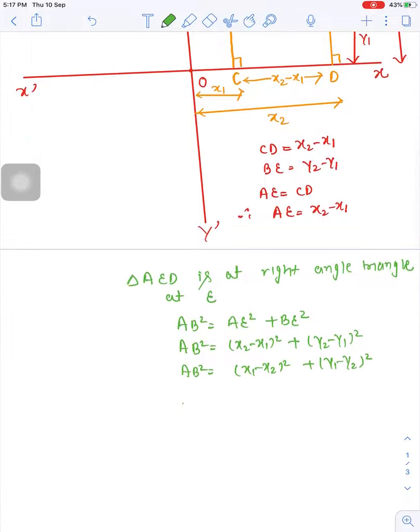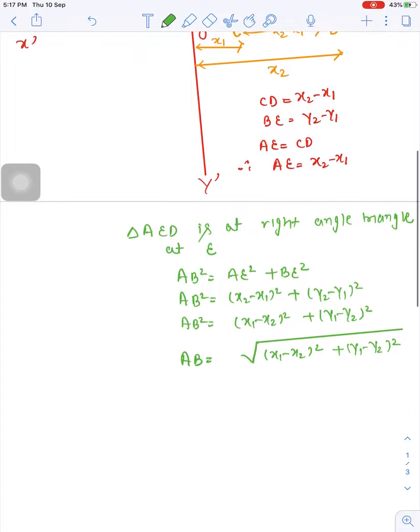So the final formula which we have got is AB is equal to the square root of x1 minus x2 square plus y1 minus y2 square. Okay, so this is the formula.